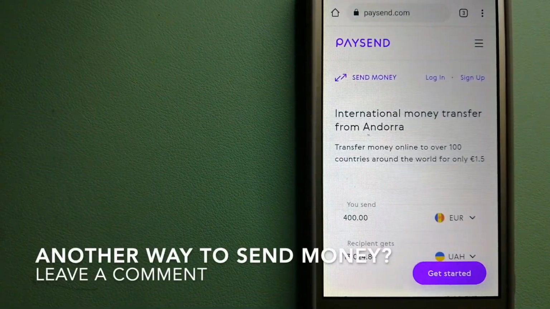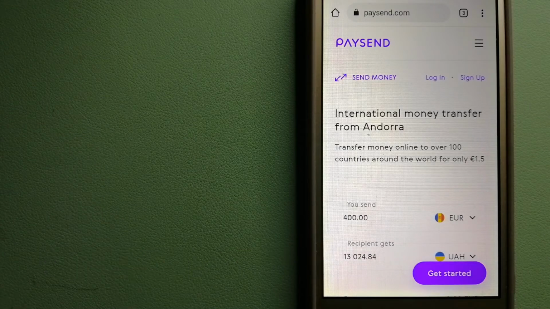The third option is PaySend. This is a next-generation money transfer platform allowing users to send funds directly to any Visa, MasterCard, or UnionPay in 100-plus countries. You can also send to bank accounts and digital wallets in certain countries. It's a fast, easy, and secure way to send money to your loved ones at a fixed low price.